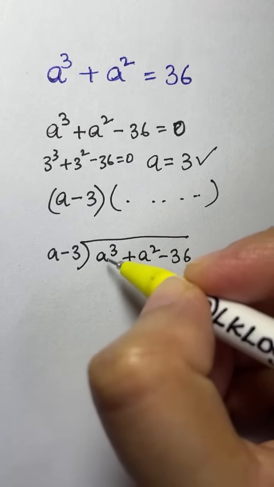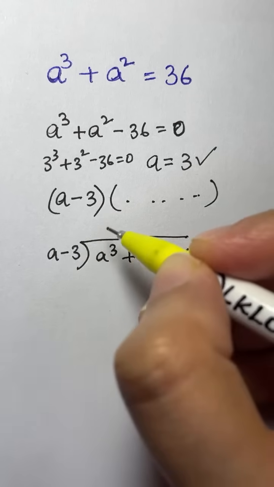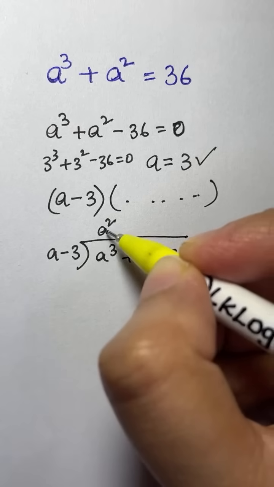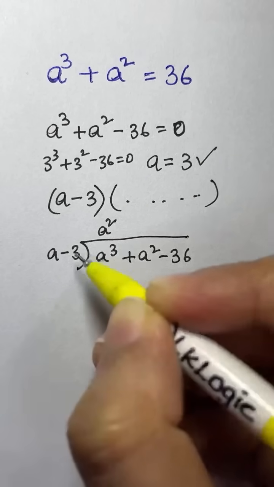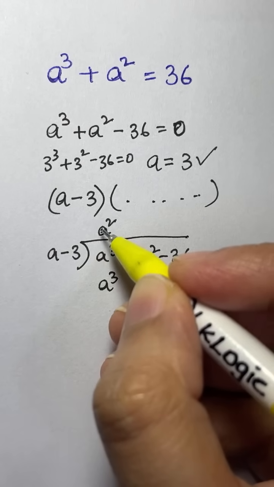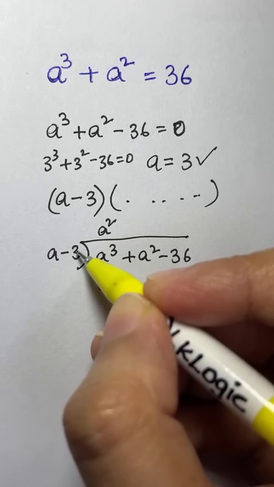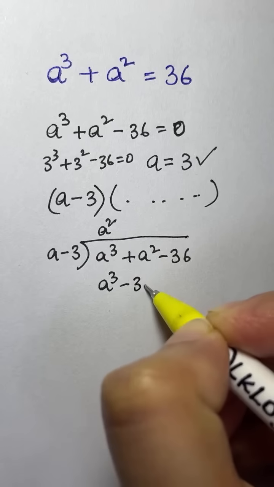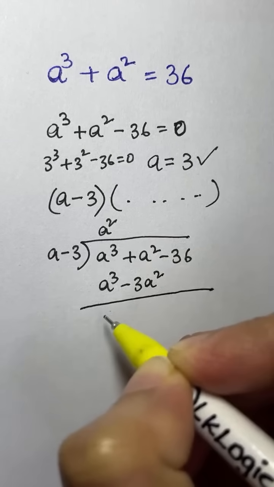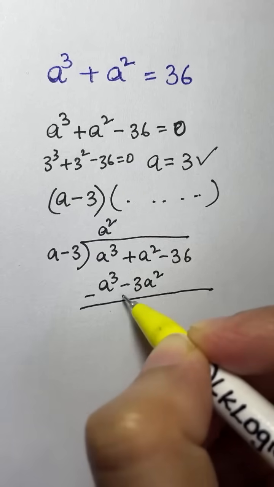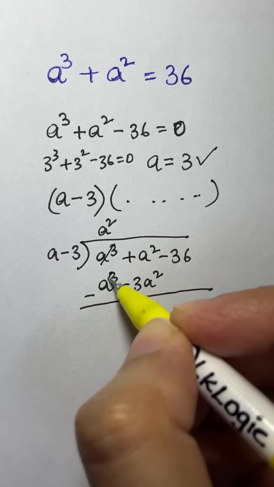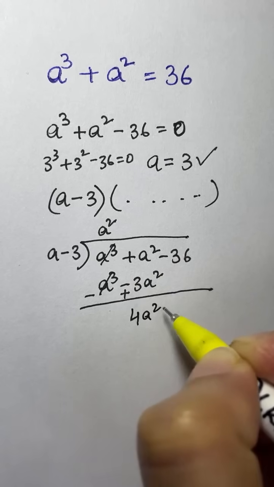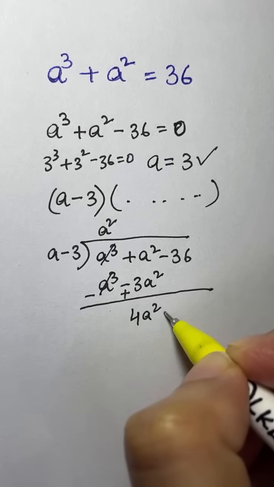You need to have a cube here, but we only have a. So we put a square, so that when we multiply, a times a square gives you a cube. Also, you have to keep in notice that this constant, this number also has to be multiplied. Minus 3 times a square gives you minus 3a square. Now we will subtract it. So we change the signs, a cube minus a cube gets cancelled. A square plus 3a square gives you 4a square. And then you have negative 36 taken down.